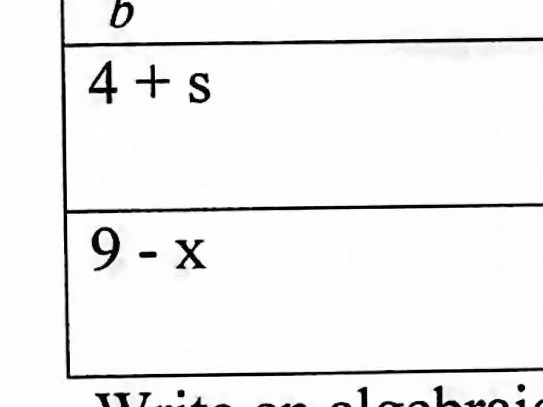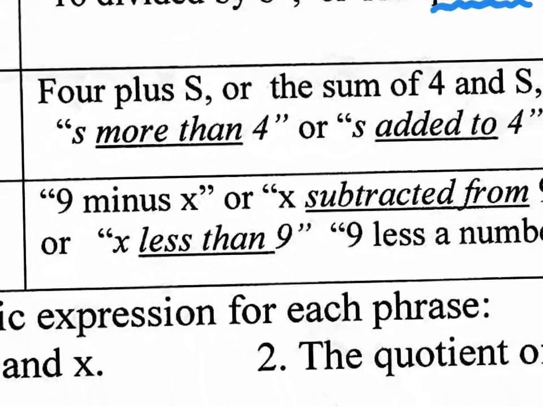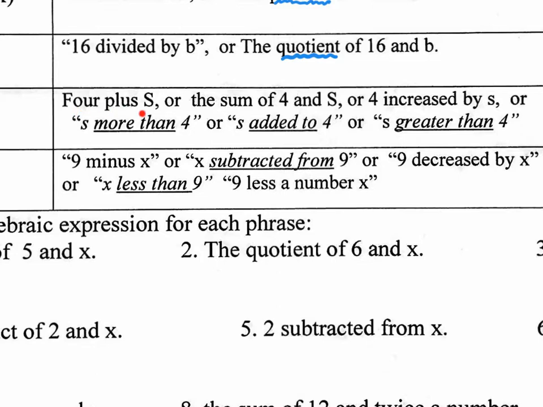This one's really interesting. Adding and subtracting is really interesting because we could throw out many different words and some of them are kind of tricky. Okay, so what does it say? It says 4 plus s. 4 plus a number s. We don't even know what that number s is, but here we go. How could it be written? It could be written as 4 plus s. Or maybe the sum, the word sum also means add, of 4 and s. 4 increased by, that also means add.